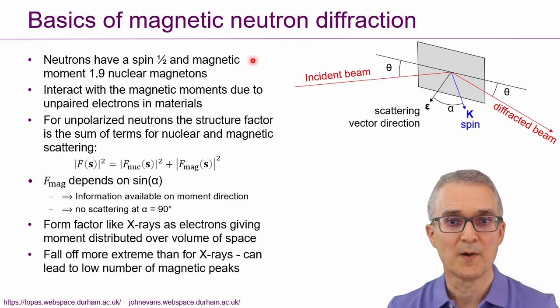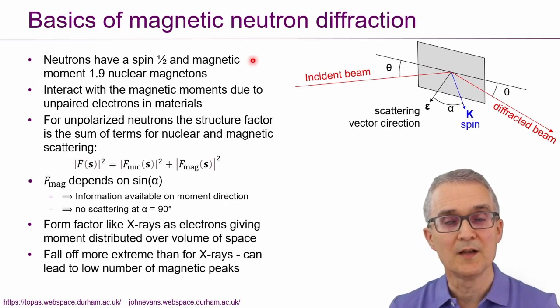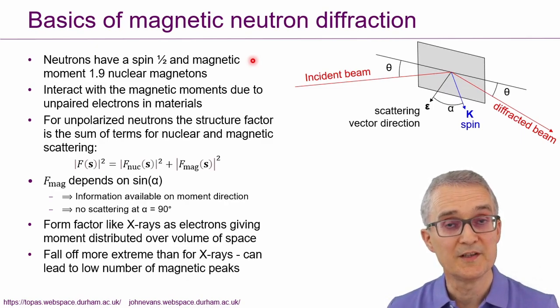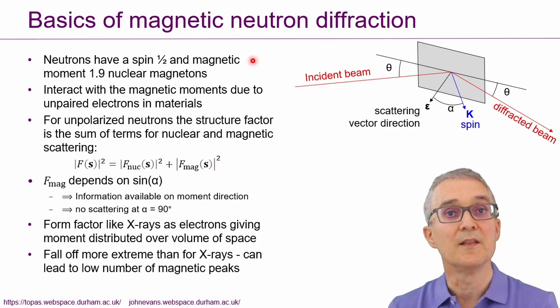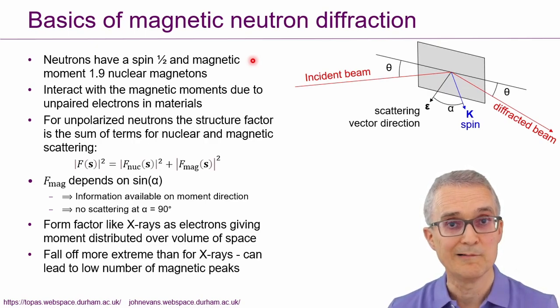The neutron as a particle has got an intrinsic spin and an intrinsic magnetic moment. And that means when a neutron interacts with the material, not only is it scattered by the nuclei of the material, as in a conventional neutron diffraction experiment, it's also potentially scattered by the magnetic moments in the material. So those are the magnetic moments that arise due to unpaired electrons in the material.